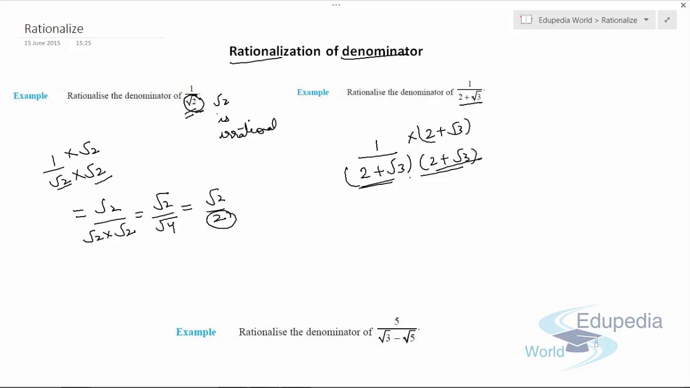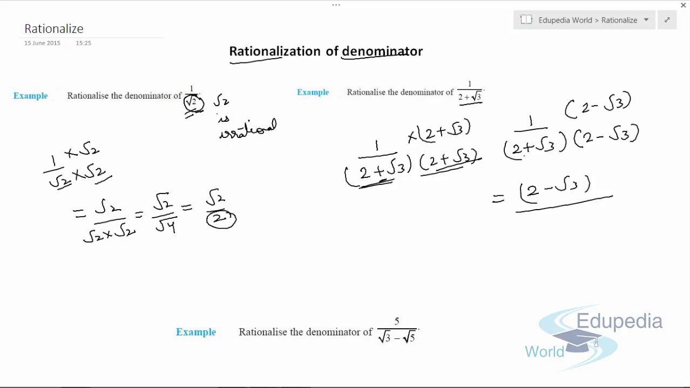So what we have to do is take the opposite sign of this number. The number is 1 by 2 plus under root 3, so we multiply the denominator with 2 minus under root 3 and the numerator also. Why the numerator? Because it will cancel out and the number remains the same, so there is no change in the number. So the number becomes 2 minus under root 3 upon, now this becomes the identity (a plus b) into (a minus b).